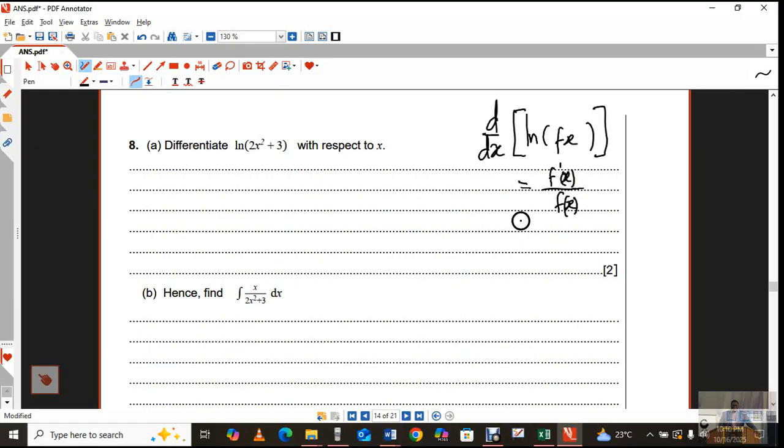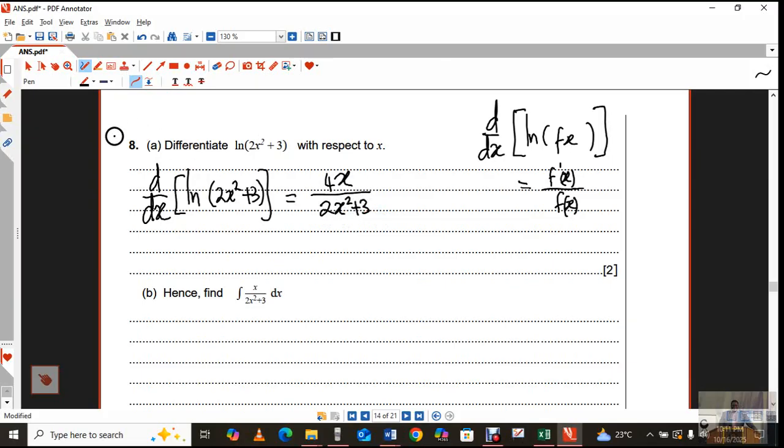Okay, so if I had something like what I have over here, and I'm supposed to differentiate, I'm going to say d by dx of the natural log of 2x squared plus 3, right? It's going to be the derivative of the inside, which is just 4x, all over whatever the f of x is there, that whole 2x squared plus 3. So over 2x squared plus 3.